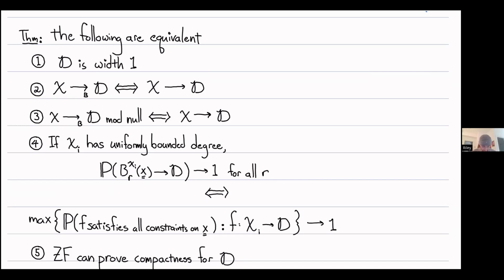Okay, so this first line says something like asymptotically constraints disappear locally, and the second one says that asymptotically we can globally solve the problem.